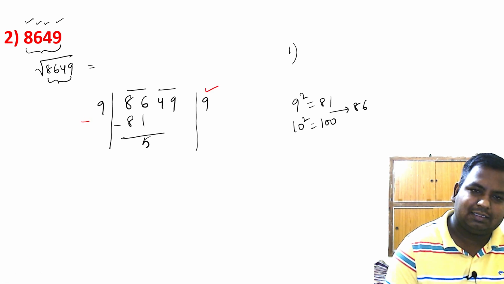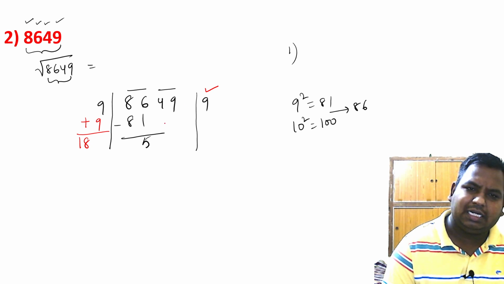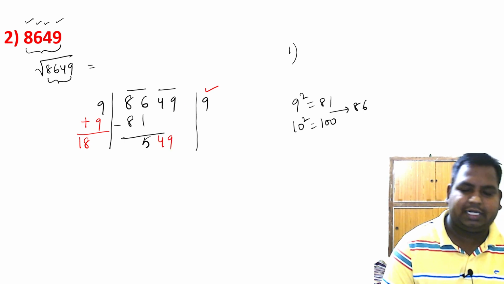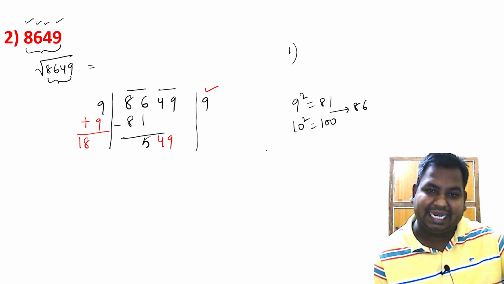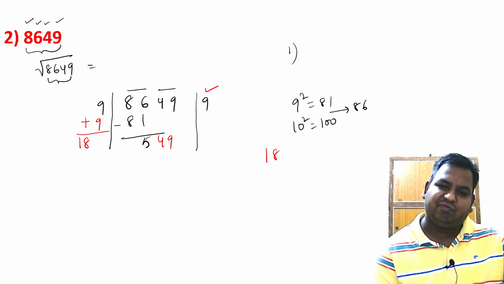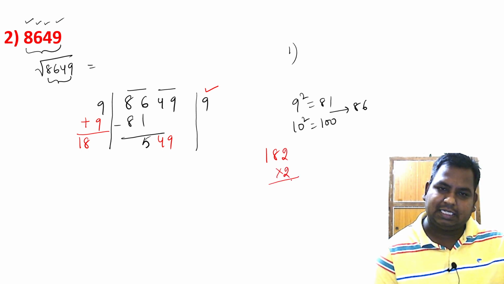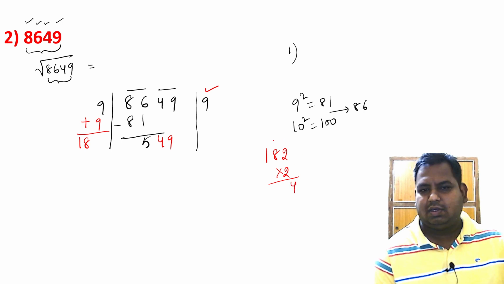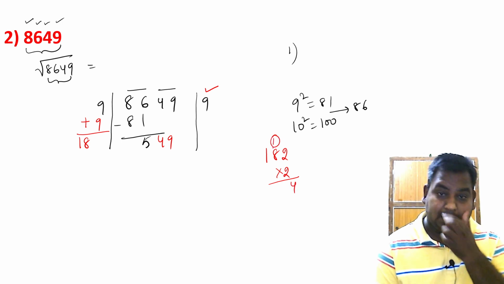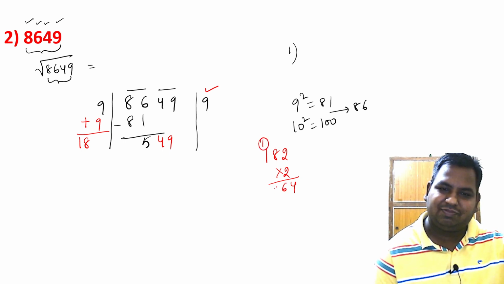Done. Now we'll add this 9 here. So 9 plus 9 is 18. Next, bring down the digits under the next bar. Under the next bar we have 49, so bring down 49. Now we have 18 here. Whichever number I write beside 18, with the same number I have to multiply. For example, I write 2 here, so with 2 I have to multiply. 2 2s are 4, 2 8s are 16. We'll have 364.